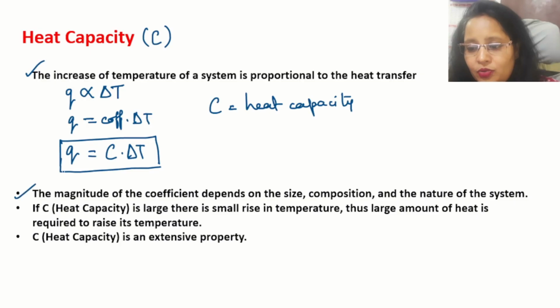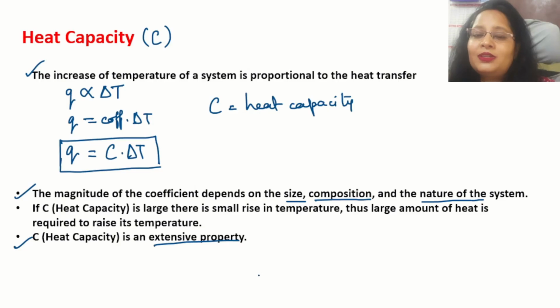Now let's understand the property of the heat capacity. The magnitude of the coefficient, the value of the heat capacity, depends on the size of the substance, composition of the substance and the nature of the system. Since it depends on the size or amount of the substance, we can say that heat capacity is an extensive property. Because we already studied that extensive properties are those properties which depend on the amount or the size of the substance.